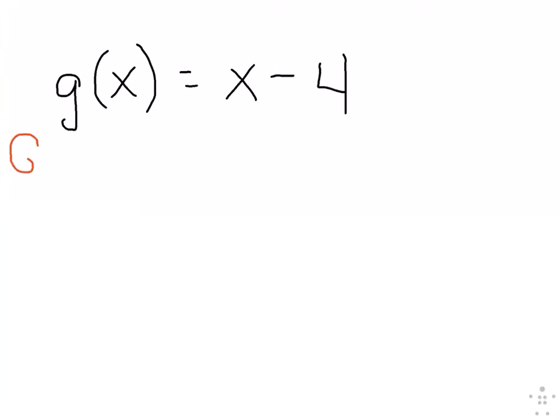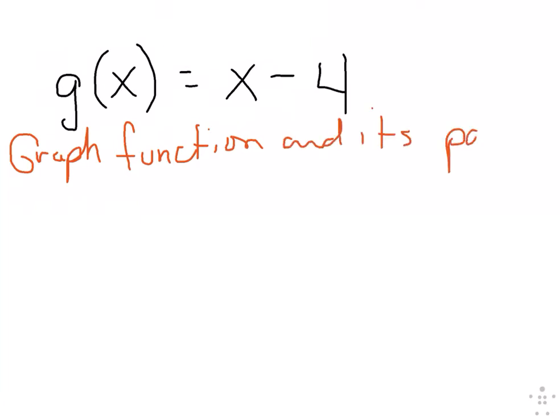The directions again say graph the function and its parent. So here's the catch. How many graphs do you want to have on there if it says sketch the graph and its parent? How many should you have? You should have 2, because you have the graph itself and its parent.